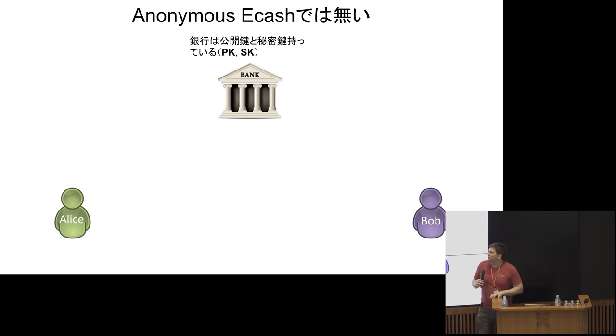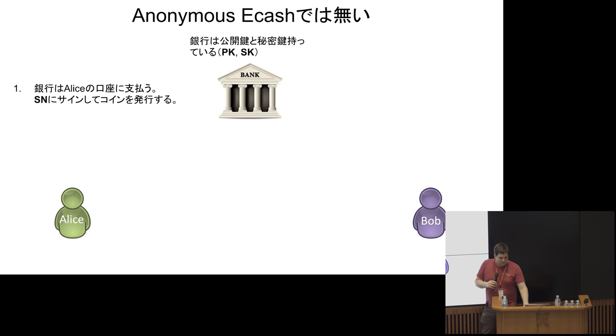Before I explain anonymous e-cash, let's look at the non-anonymous version with just regular signatures. So we have a bank here. The bank has a private and secret key. Everyone knows what the bank's public key is. Alice and Bob both have accounts at the bank. This is an assumption behind anonymous e-cash.